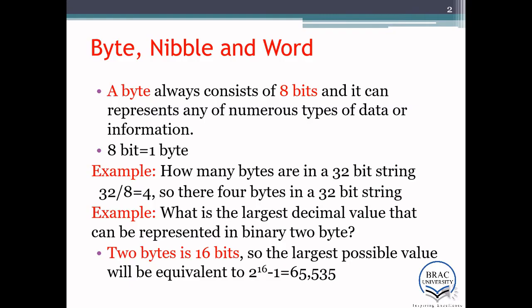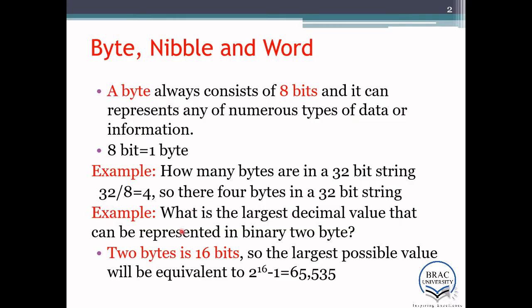A byte always consists of 8 bits and it can represent any of numerous types of data or information. So we can say 8 bits equals 1 byte. There is an example given: how many bytes are in a 32-bit string? You have 32 bits, and 8 bits equals 1 byte. If you divide 32 by 8, you'll get the bytes. So 4 bytes in a 32-bit string.